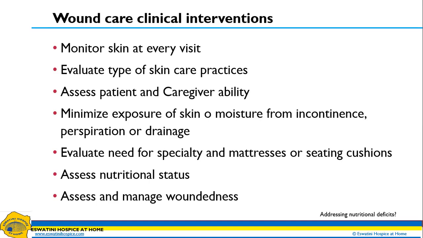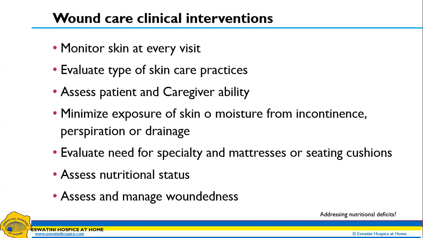Minimize exposure of skin to moisture from incontinence, perspiration or drainage, as we know that moistening of the skin will lead to more pressure ulcers and more wounds. So we minimize that. We have adult diapers, we have linen savers, we check the mattresses, we look for macintosh. Those are the things that we normally provide, even here at Hospice when we reach them at home. Currently, even in our medical stores, if you order adult diapers, you will get them.